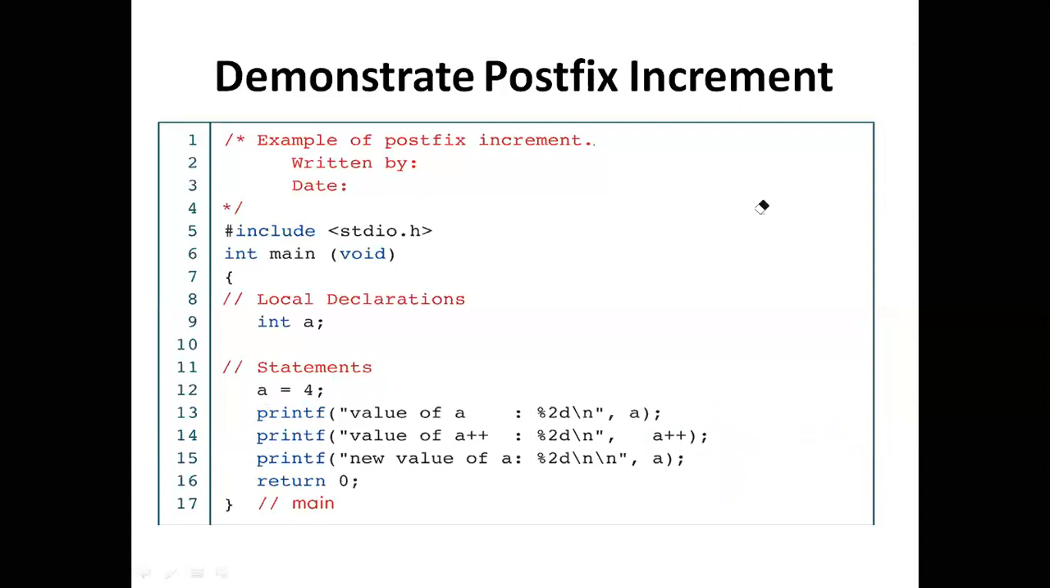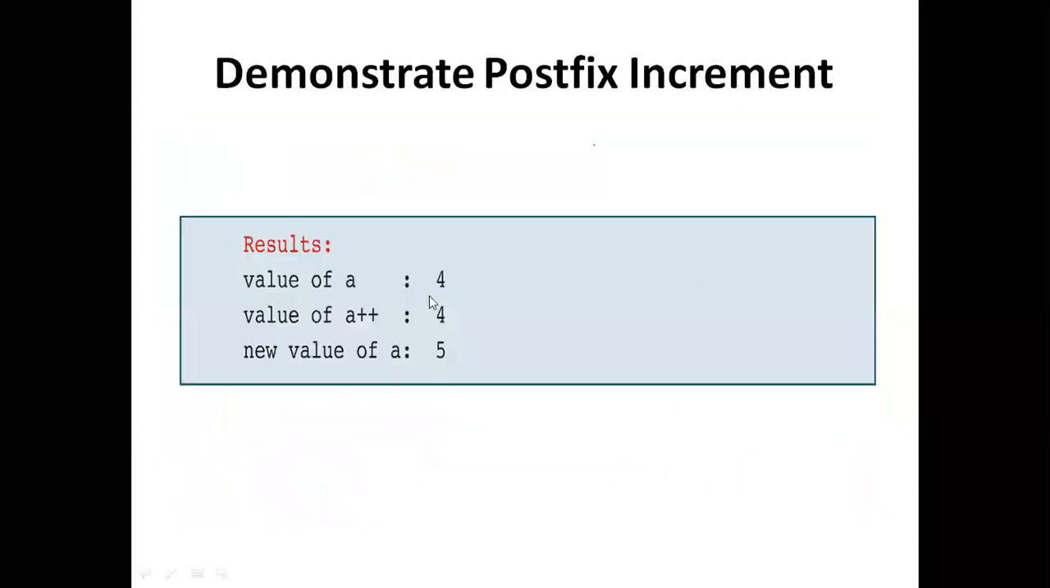And for this program, what is the output displayed? Value of A as 4. Value of A plus plus also as 4. After executing this particular line, the new value of A is displayed as 5. And this type of post increment comes under which type of expression? Post increment comes under postfix expression.